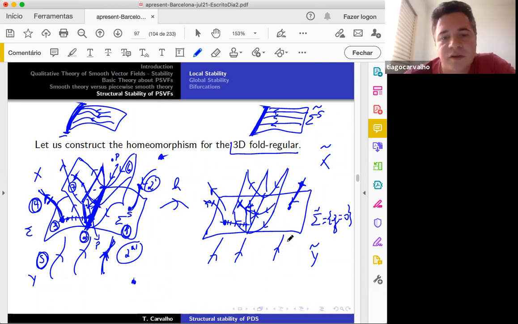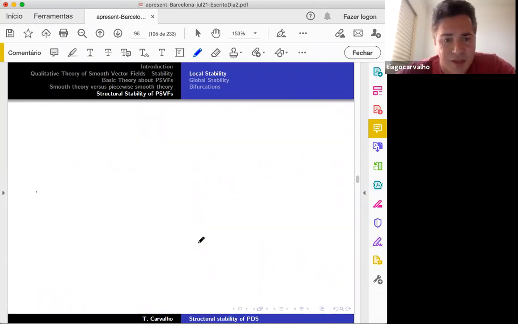In this way, all points in the neighborhood of the origin have an equivalent point in a neighborhood of the origin for z tilde. Okay, this is a way of constructing a homeomorphism between these two piecewise smooth vector fields. This is kind of technical, and I hope you understand at least the main ideas.